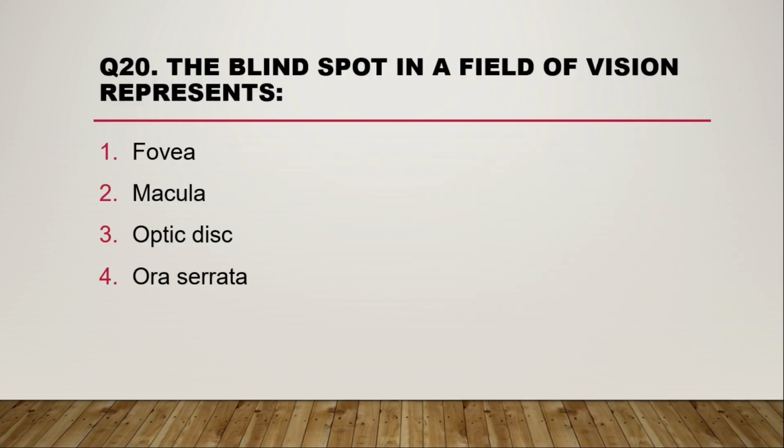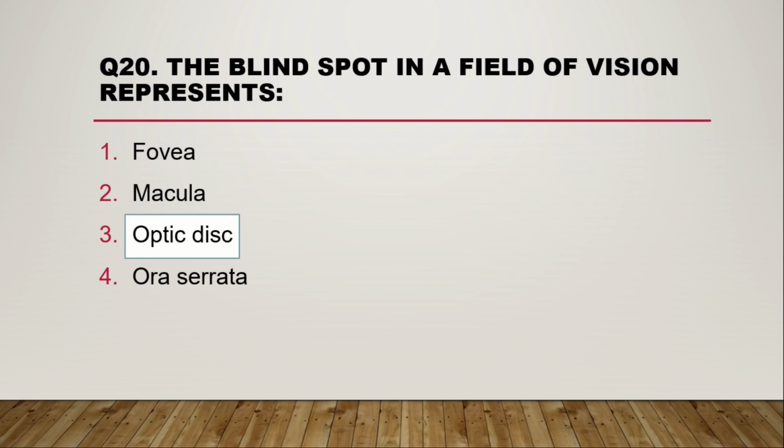Next question. Question number 20. The blind spot in a field of vision represents Option 1, fovea. Option 2, macula. Option 3, optic disc. And option 4 is ora serrata. The correct answer here is optic disc.